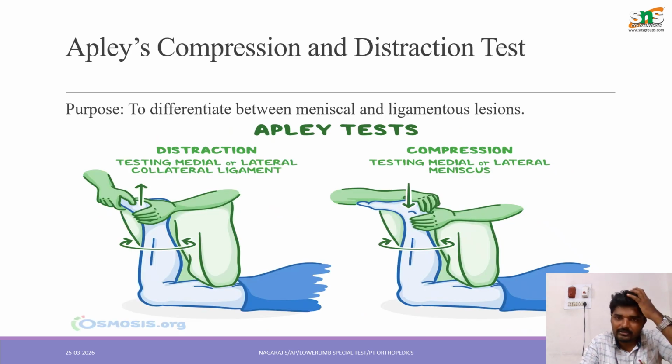Then Apley's compression test and distraction test differentiate between meniscal and ligamentous lesions. The patient lies prone and the therapist stabilizes the thigh. The patient's knee is flexed and the therapist distracts and medially rotates the ankle; pain on the medial side indicates a medial meniscal injury. On lateral rotation of the ankle, pain indicates a lateral ligament injury. That is the distraction test for ligament injury. The compression test is mainly for meniscal injury, medial or lateral.